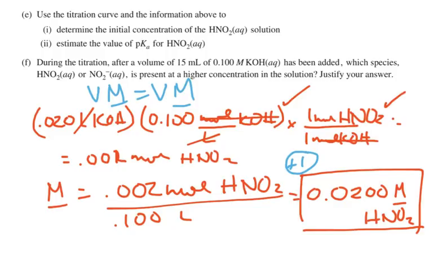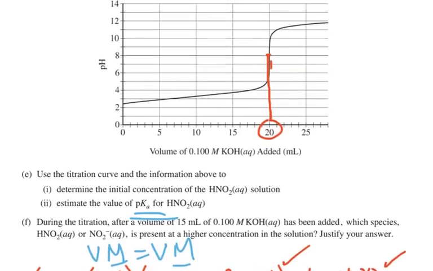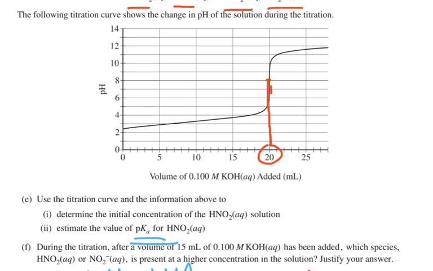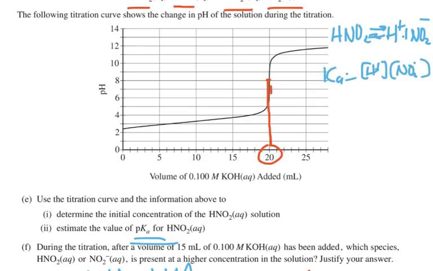Okay, the next thing it says, estimate the value of the pKa for HNO2. Now, here's our reaction. We're talking about acid, okay, and the acid is HNO2, and it's in equilibrium with H plus and NO2 minus. So we could write a Ka expression for this, and that would be H plus times NO2 minus all over HNO2. And what we know is that there is a special place, and it's halfway to the equivalence point right here, and you can call that the half equivalence.